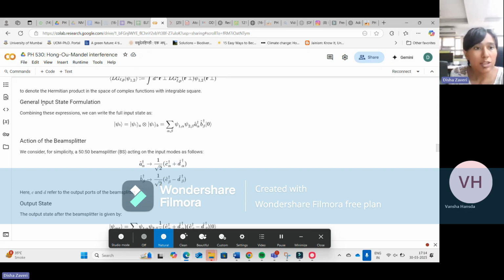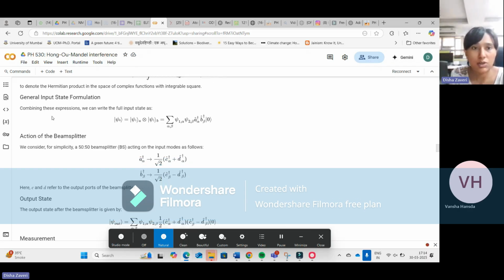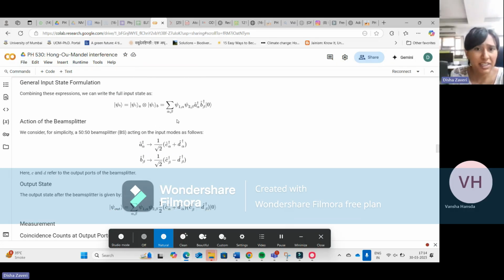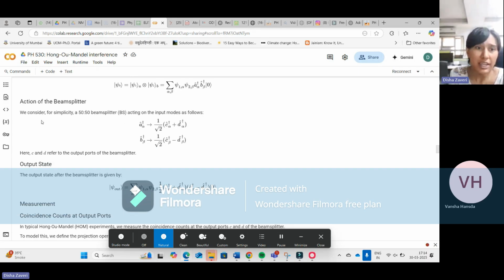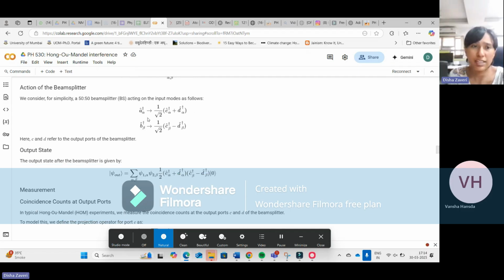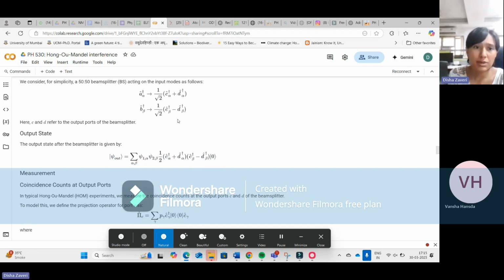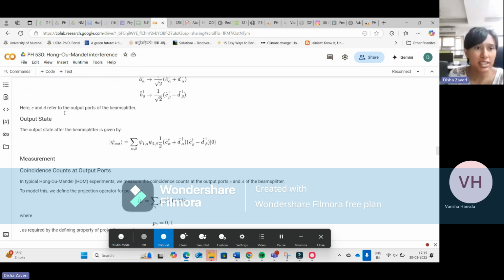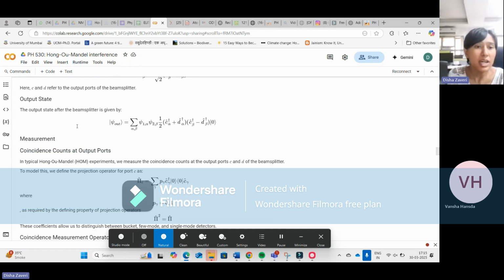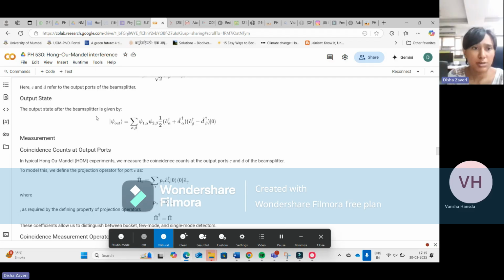Now let's talk about general input state formulation. We can write the full input state as summation over alpha beta psi 1 alpha psi 2 beta a-dagger alpha b-dagger beta, and then the action of the beam splitter. We are taking the simplest case where a 50-50 beam splitter is acting on the input modes, as follows. a-dagger alpha is written as 1 by root 2 c-dagger alpha plus d-dagger alpha, and b-dagger beta is written as 1 by root 2 c-dagger beta minus d-dagger beta. Here C and D refer to the output modes of the beam splitter.